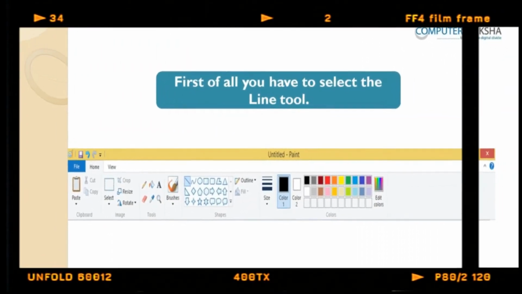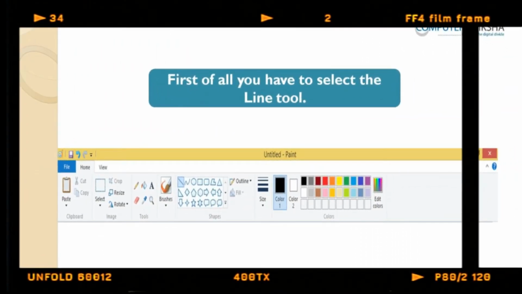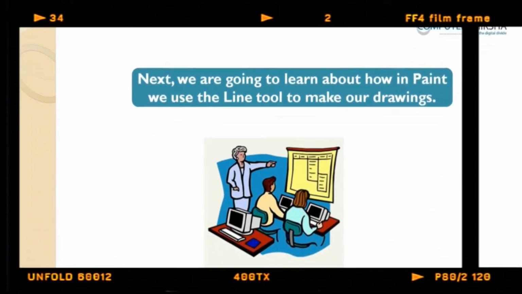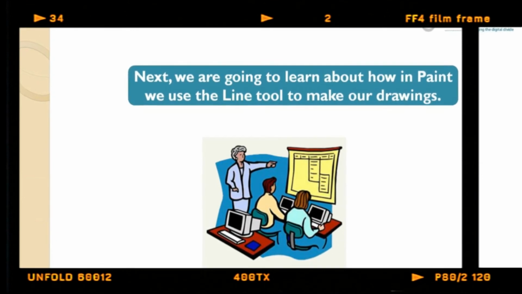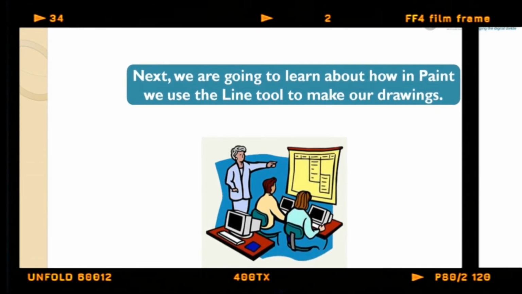In order to use the line tool, first of all, you have to select the line tool. Remember that once you select the line tool, you will be able to only draw lines in your drawing space. Next, we are going to learn about how in Paint we use the line tool to make our drawings.